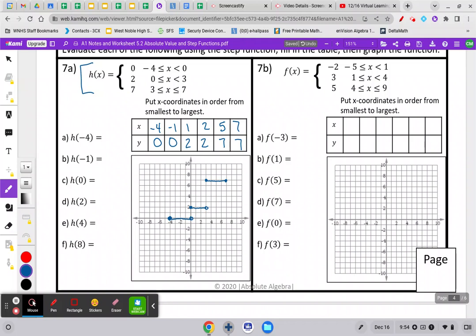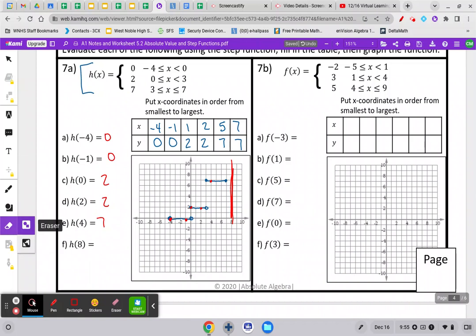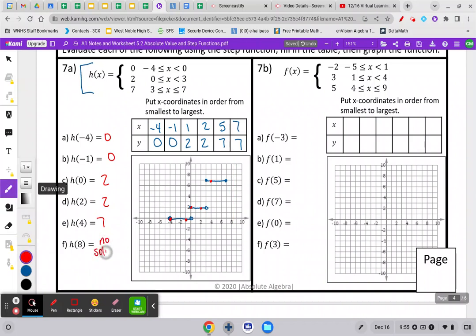And now I can evaluate these. So h of negative 4 is at 0. H of negative 1 is at 0. H of 0 is at 2. Make sure it is included. H of 2 is at 2. H of 4 is at 7. And H of 8 is off the graph. There are no points here, which means this is our first weird one. There are no solutions.